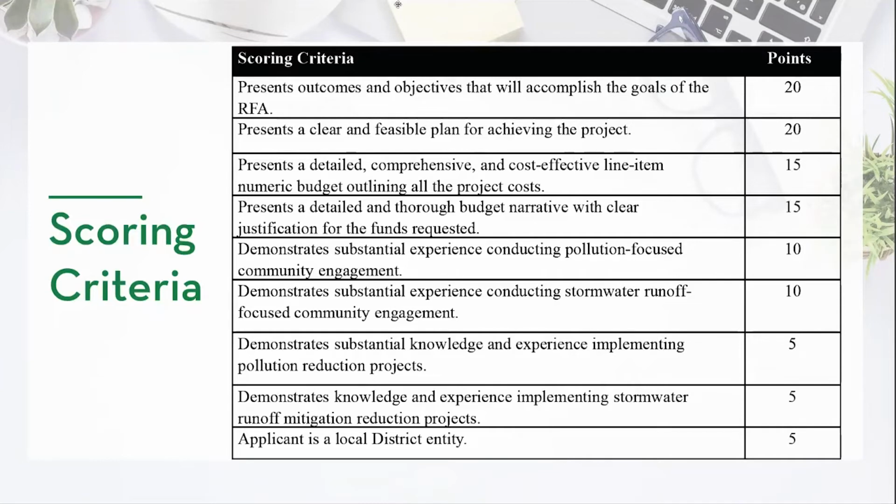They will seek an explanation that your application presents outcomes and objectives that will accomplish the goals of the RFA, presents a clear and feasible plan for achieving the project, presents a detailed, comprehensive, and cost-effective line item numeric budget outlining all the project costs, presents a detailed and thorough budget narrative with clear justification for the funds requested, demonstrates substantial experience conducting pollution-focused, and in another line, stormwater runoff-focused community engagement, demonstrates substantial knowledge and experience implementing pollution reduction, and in another criterion, stormwater runoff reduction projects. And then there's an additional 5 points to any applicants who are a local district entity. And the description of what makes up a local district entity is within the RFA as an attachment, as an appendix.